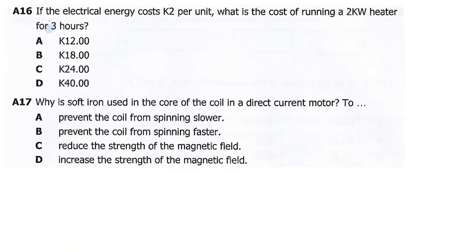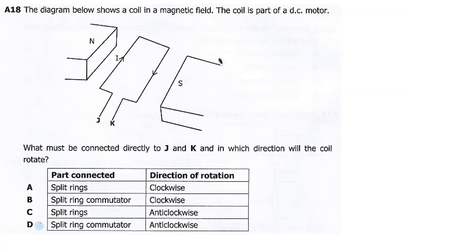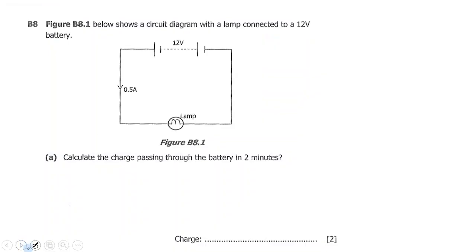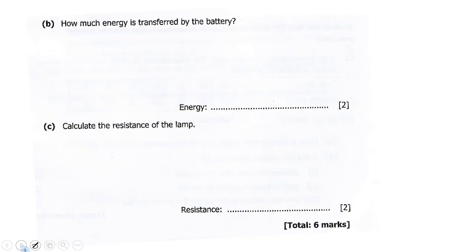Then we come here. If the electrical energy costs that per unit, what is the cost of running that? I've already solved such a question, I'll skip it. Then why is soft iron used in the core of a coil direct current? This one I also already stated. Then this one, I already answered the question like this.